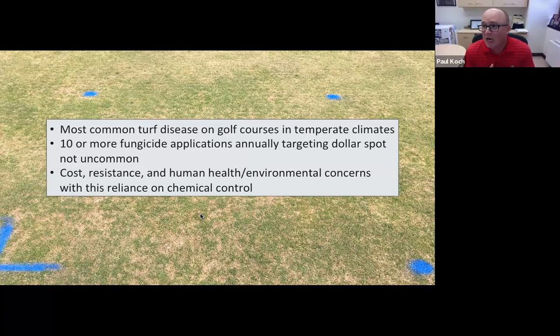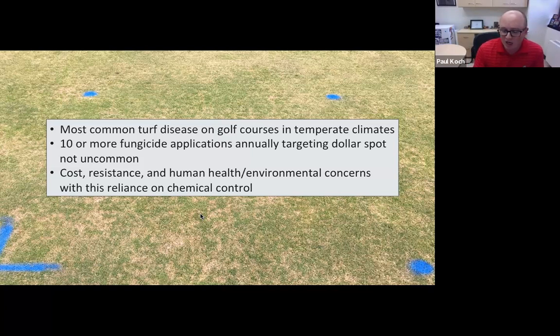And even here in the States, what we're noticing is that increasing cost of fungicides, rapidly developing fungicide resistance, and greater concern over human health and environmental concerns are also limiting the options that we have for chemical control here in the United States. There's been proposals from the EPA to limit or remove multiple products that we use commonly for dollar spot control. And so that'll make things more difficult moving forward.